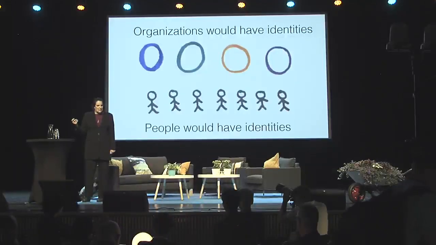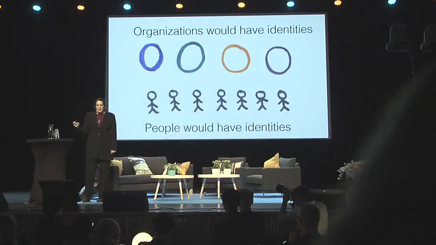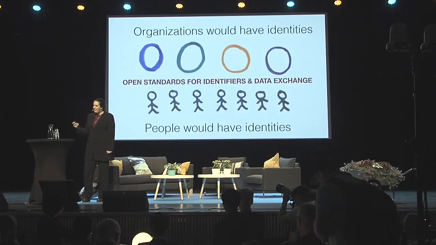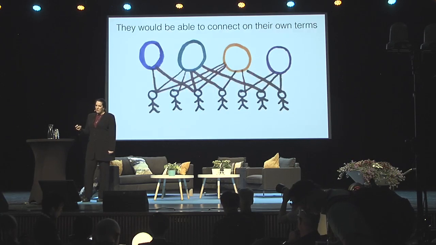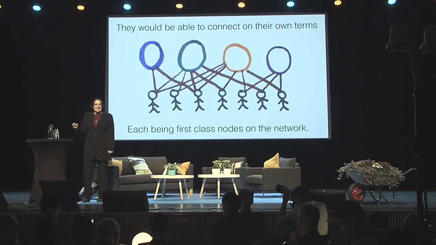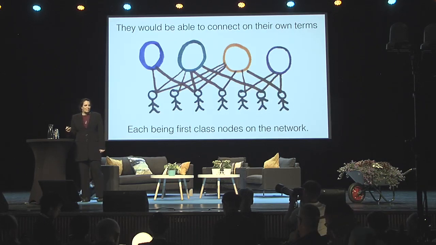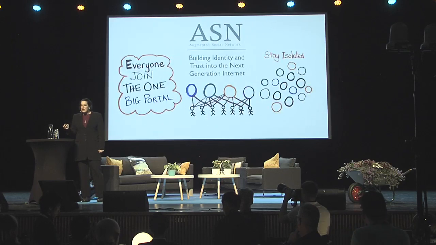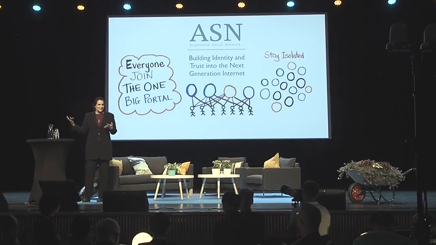And I think if the authors had the language we do today, they would say that the persistent identity that they were calling for was self-sovereign identity. So in this vision they painted, organizations would have identities, people would have identities, and there would be open standards for identifiers and data exchange between them so that they could connect on their own terms, each being first-class nodes on the network. So this solution lay somewhere in between everybody joining one portal and staying isolated, but creating a mesh network of connection.